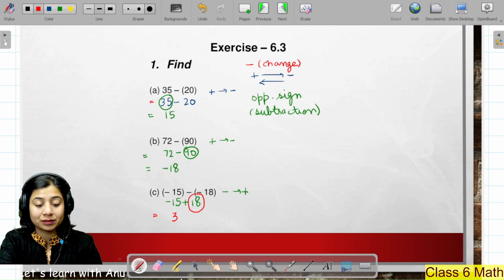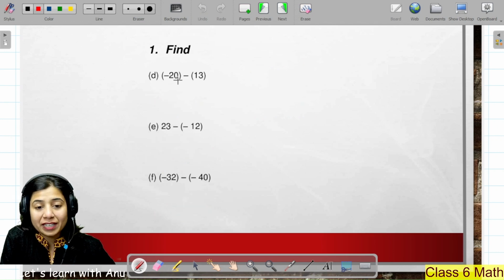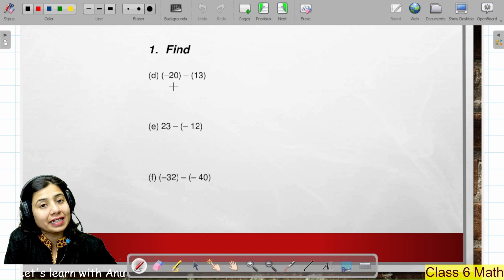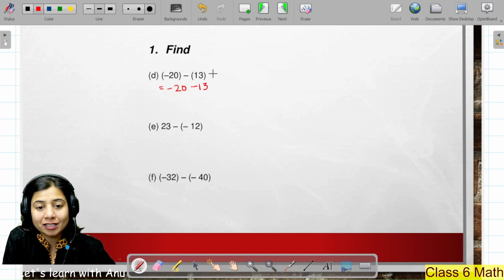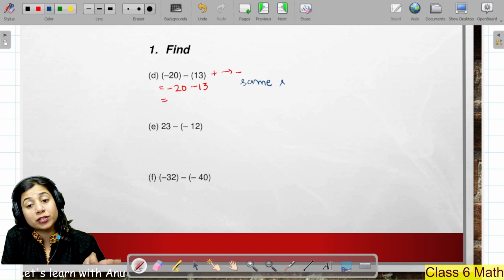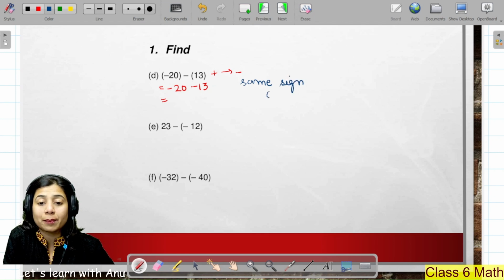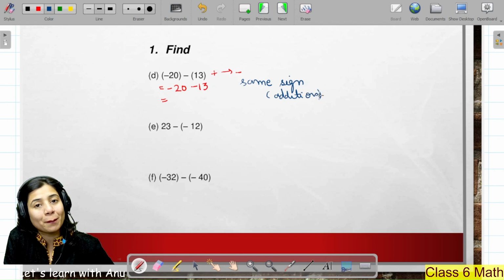Moving to D part. So D part is minus 20 minus 13. Again, let's open the bracket. So we have minus 20 minus 13, because inner sign of 13 is positive, it is changing to negative. Now we have same sign. So when we have same sign, either both are positive or both are negative, then what happens? Addition happens and sign will always come of bigger number.